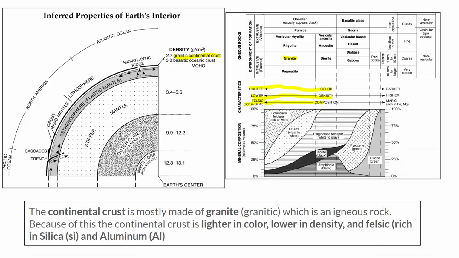Our reference table also tells us what the different types of crust are made up of. Our continental crust is granitic, or made up of granite. Remember the igneous rock chart we have on our reference table? You can see granite is an igneous rock. It's lighter in color, so our continental crust is lighter in color. It's lower in density, and it's also felsic, meaning it's rich in silica, Si, and aluminum, Al. These are the characteristics of the continental crust because it's granitic, or made up of granite.